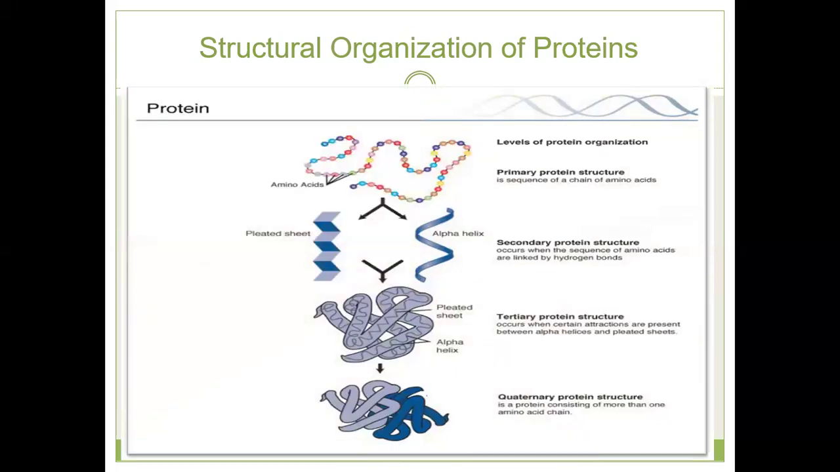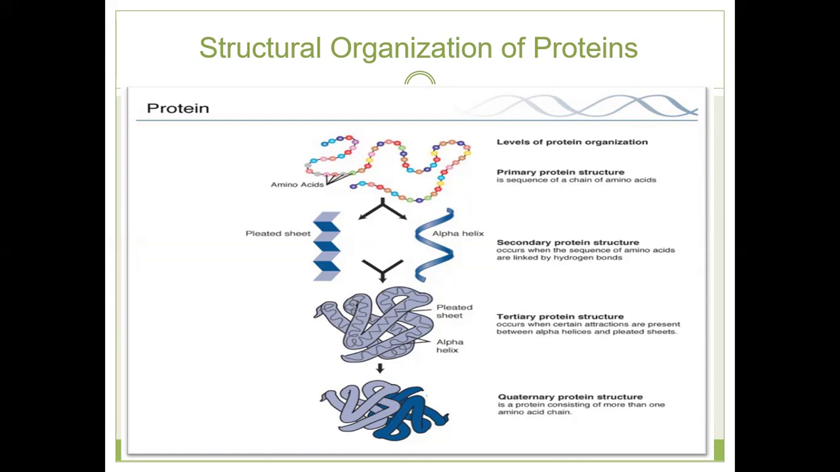So talking about the structural organization of protein, we told you that the protein is organized in a way that it can perform its function. First of all, when you have the amino acids linked by the peptide bond, just the amino acids by the peptide bond, we have what we call the primary structure. So this is just because of the peptide bond linkage.